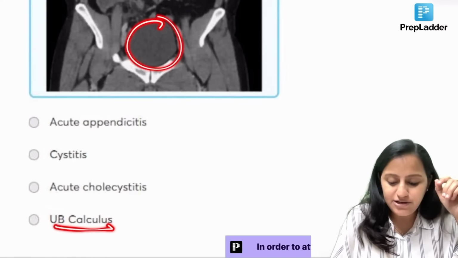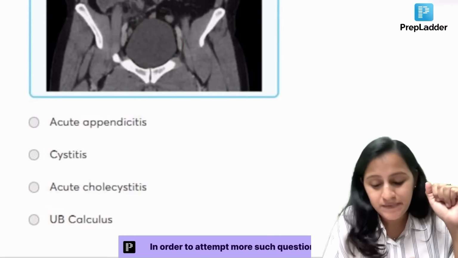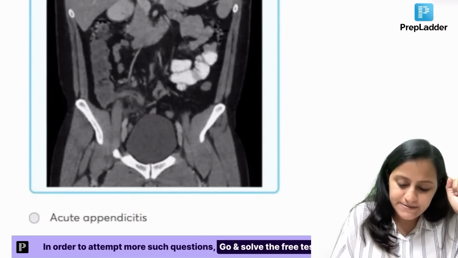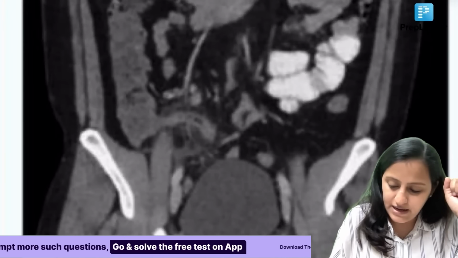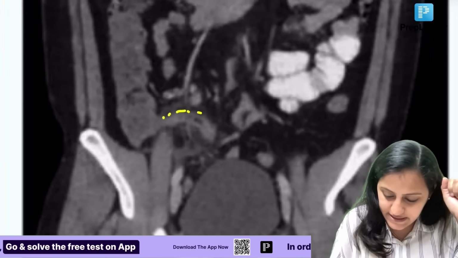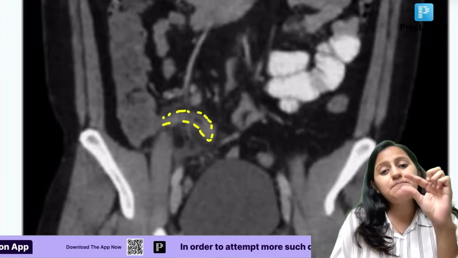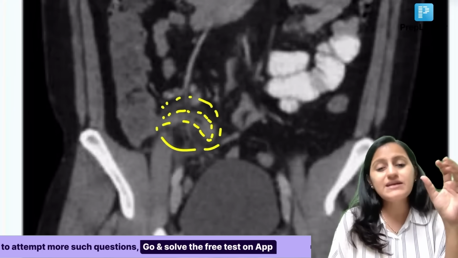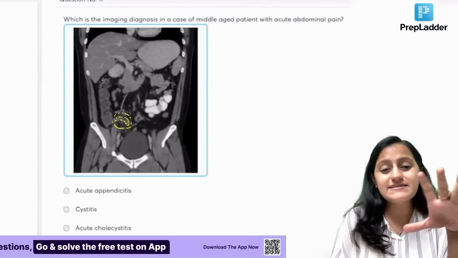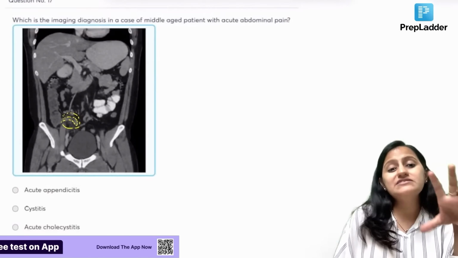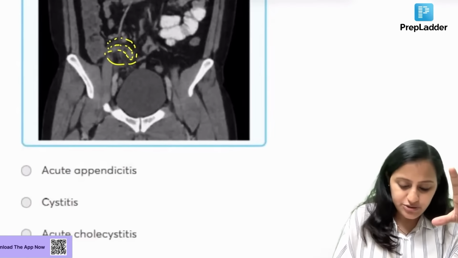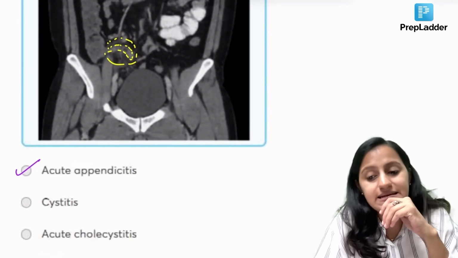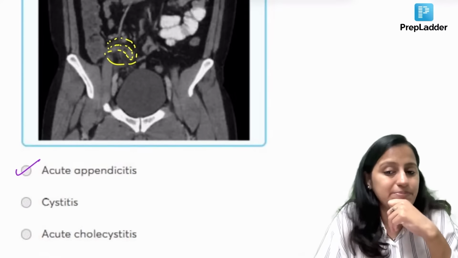Urinary bladder calculus, कुछ white नहीं दिख रहा है. Right. So what you are seeing here is the appendix. This appendix is appearing prominent, thick-walled, and the fat surrounding it is appearing inflamed. The fat is appearing hazy. That is called fat stranding. So this is going to be acute appendicitis.